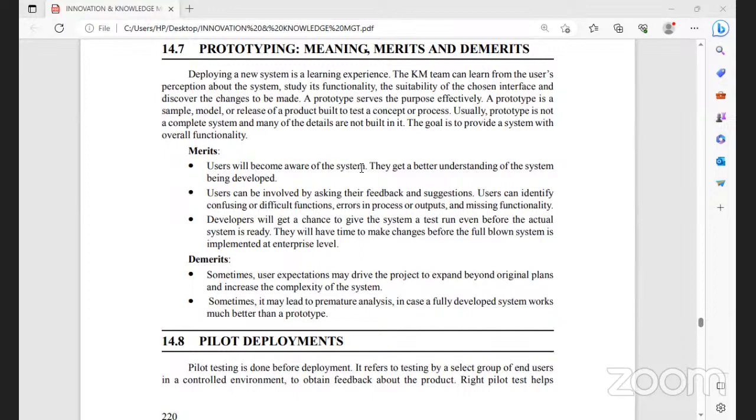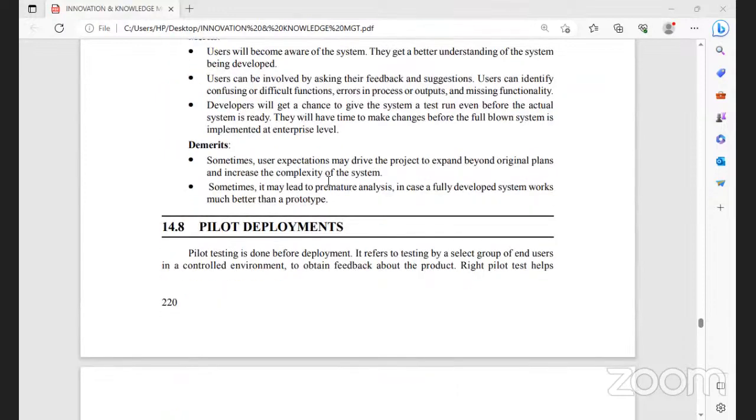Users can identify confusing or difficult functions, errors in processes or outputs, and missing functionality. Developers will get a chance to give the system a test run even before the actual system is ready. They will have time to make changes before the full-blown system is implemented at enterprise level. Demerits. Sometimes user expectations may drive the project to expand beyond original plans and increase the complexity of the system. Sometimes it may lead to premature analysis in case a fully developed system works much better than a prototype.